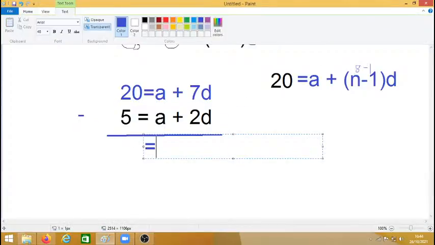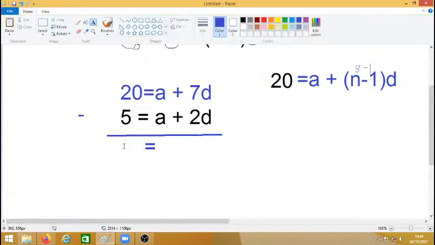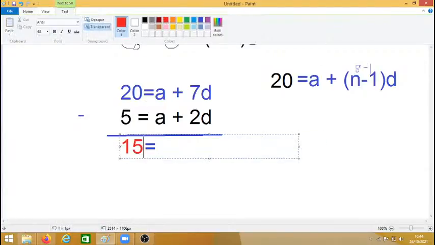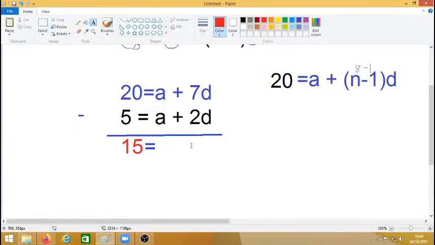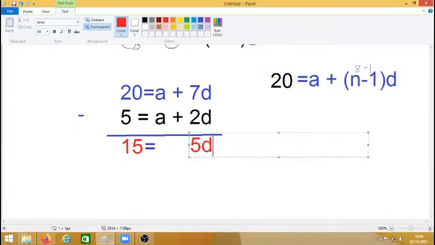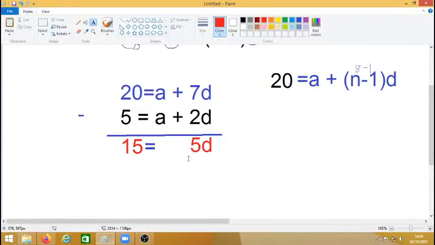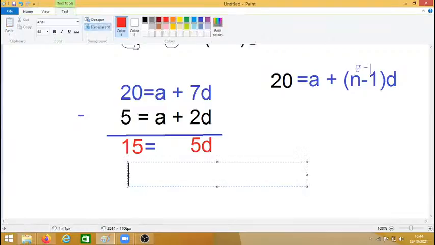So on the left of the equal sign, 20 take away 5, that's 15. The a's will cancel out because a take away a is nothing. And then 7d take away 2d is 5d. So now that's pretty good. 5 times a number is equal to 15. Divide both by 5 and we get 3 is equal to d.